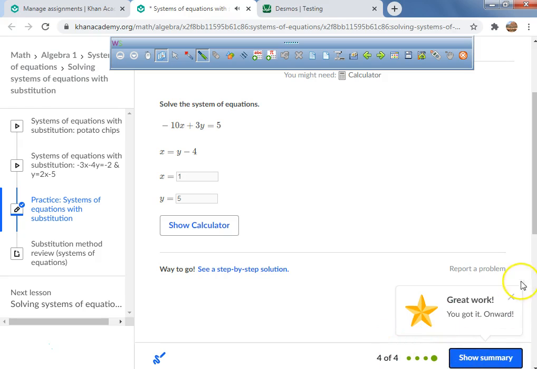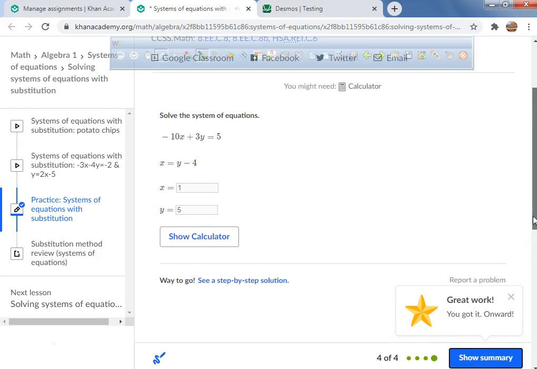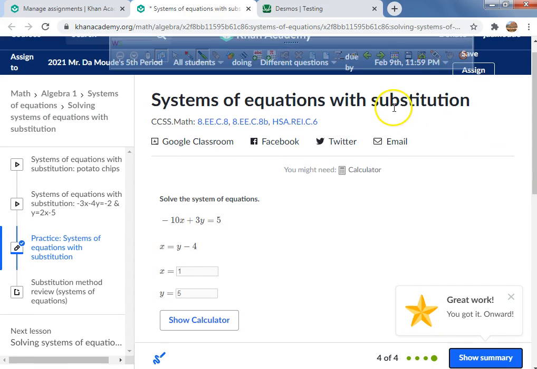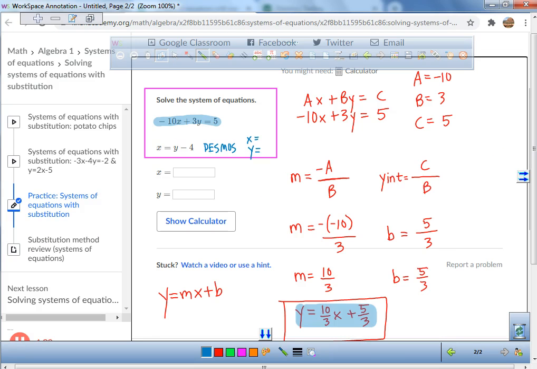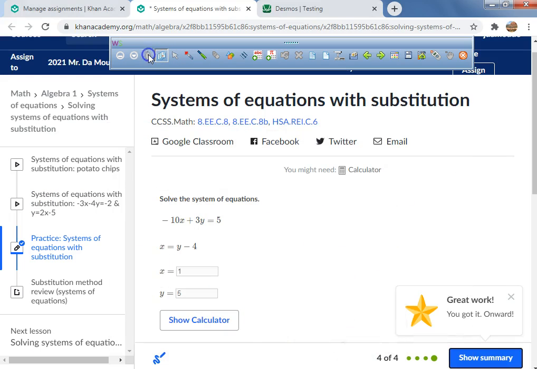Now, this was not using the process of substitution, okay? That was using a different process. What process did we do there? We changed it from standard form to slope-intercept form, okay? But that's what I want you to be working on, making sure you know how to do one method or the other.